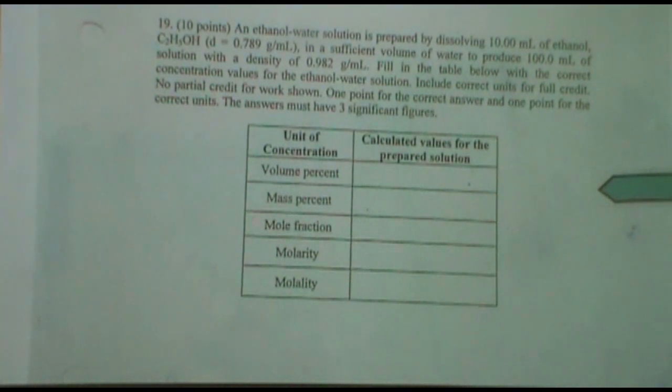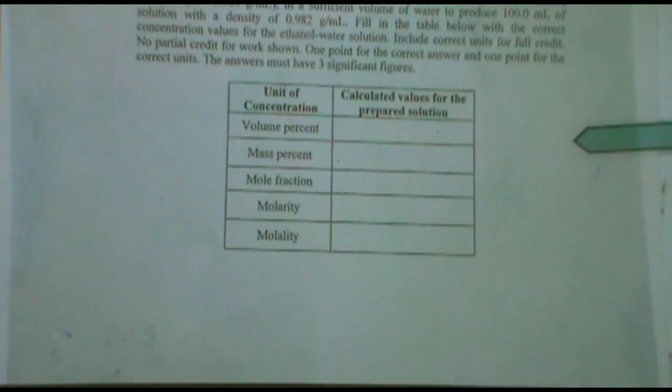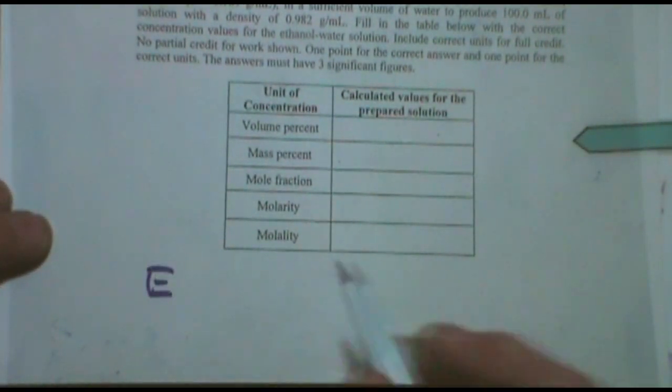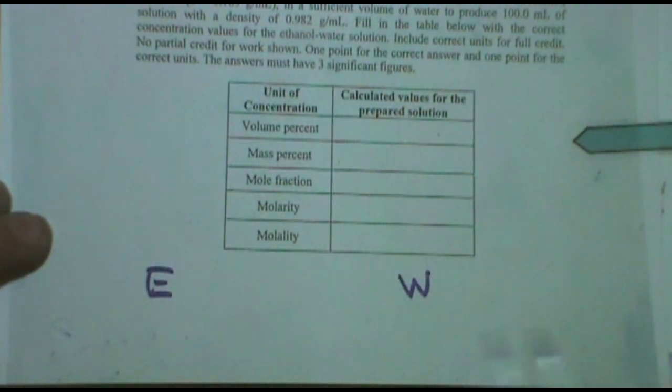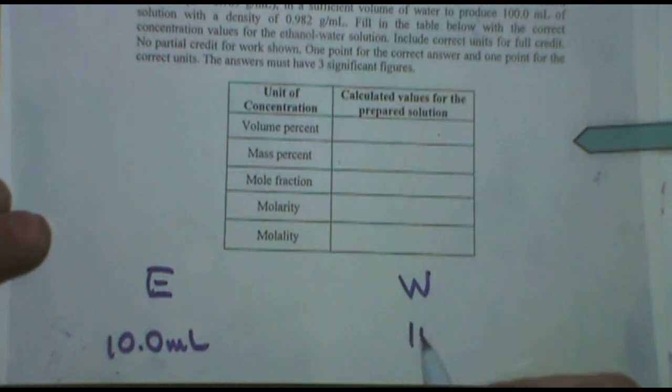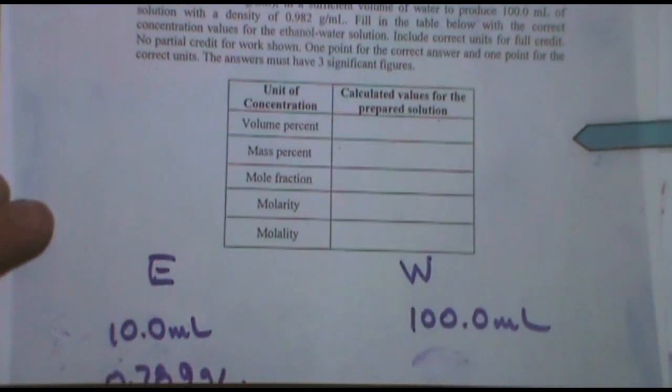Alright, here's how I do these. I kind of find out the information I have. We have ethanol, and we have water. I'll just put W for water. We have 10 mL, 100 mL. Let's see, 0.789. This is for ethanol only, and not for water. I guess we have one more thing. The solution.